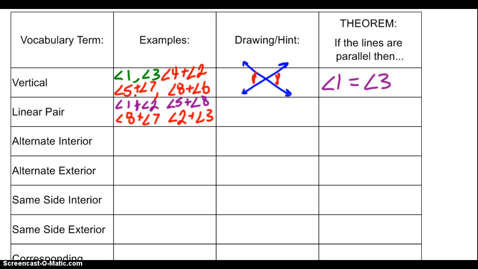To draw a linear pair, we can think if we've got an intersection of two lines. A linear pair are two angles that are adjacent, so perhaps this angle and this angle right here. And we already knew this, that if you have a linear pair, those two angles are going to add up to 180 degrees. So if I take angle 1 and angle 2 from my example, they should add together and add up to 180 degrees because linear pairs are supplementary.